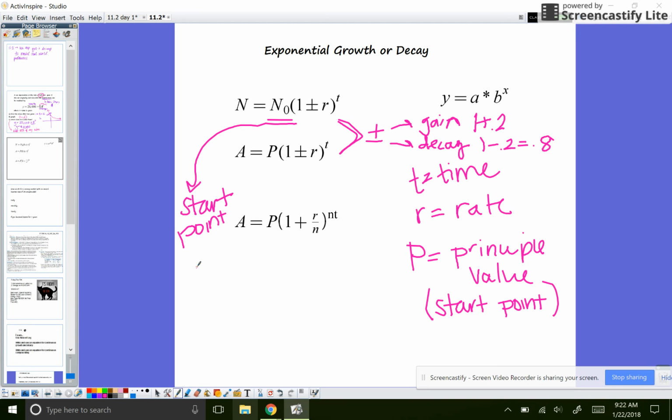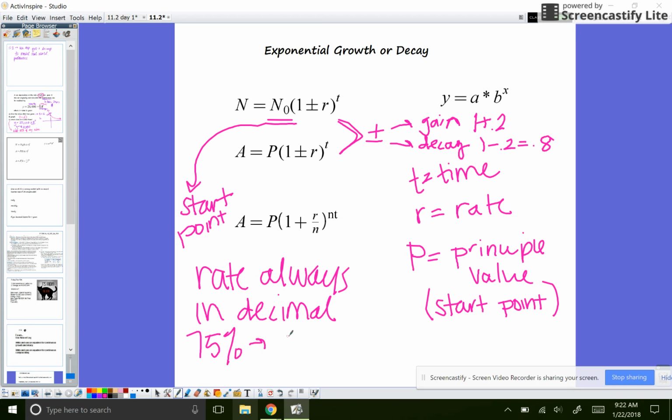It's also important to note that rates always need to be in decimal instead of percent. So if I said 75%, in your calculator you could put 75 over 100, which would be 0.75. So you always need to be writing your rates as decimals. So this is kind of like all the pieces of the puzzle. For those exponential growth and decay problems, this should be review, as I said earlier.